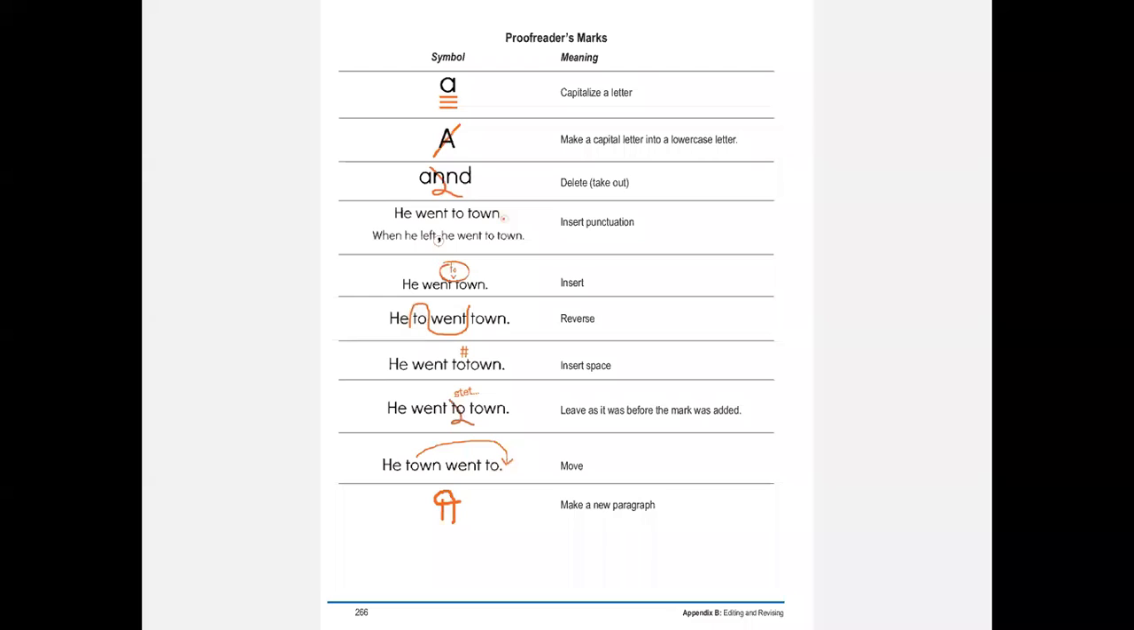And they ask me, what does this mean? Or they'll take a screenshot and they'll text me, what does this mean? I can't remember what this proofreader mark is. And I tell them what it means because that's what I'm here for. And so this is universal. The only thing that's a little bit different is this delete.